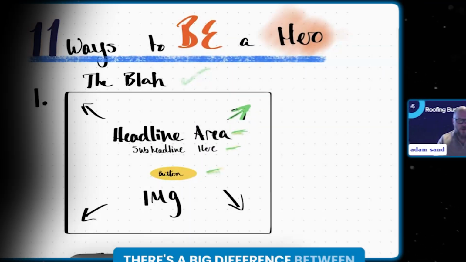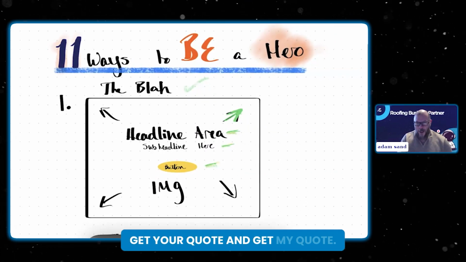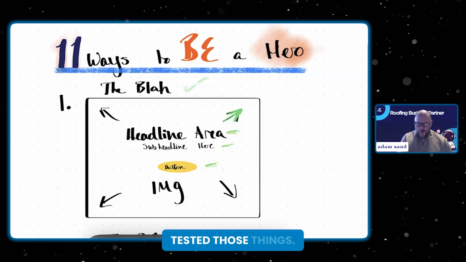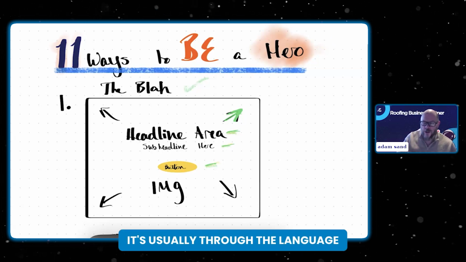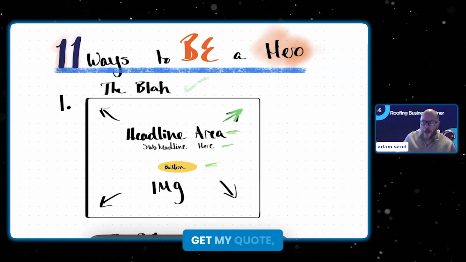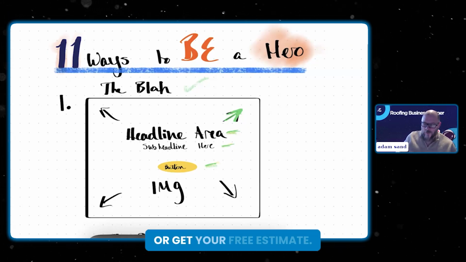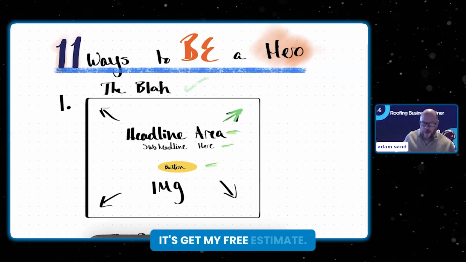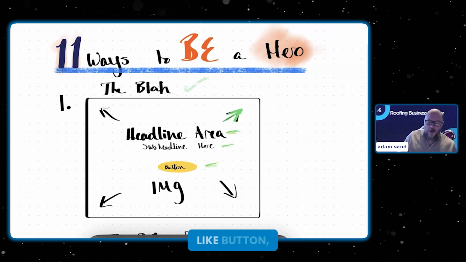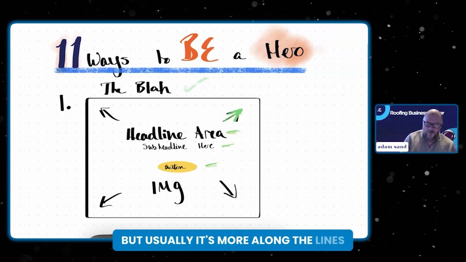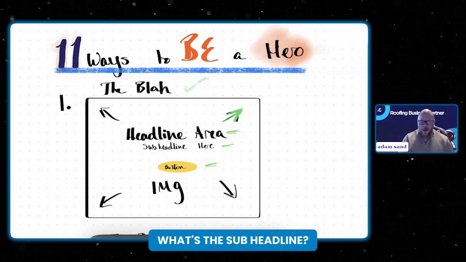There's a big difference between get your quote and get my quote. There are people who have tested those things. It's usually through the language of the customer. Get my quote, not get a quote or get your quote or get your free estimate. It's get my free estimate. But lots of things are tested like button, but usually it's more along the lines of what is the headline, what's the subheadline, and then what's the button.